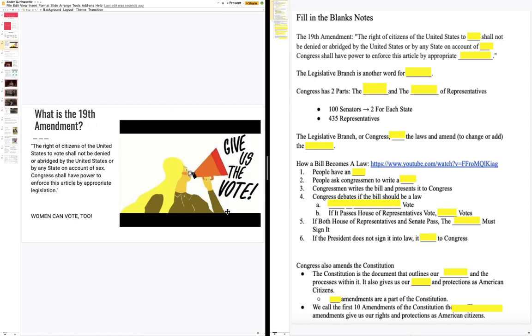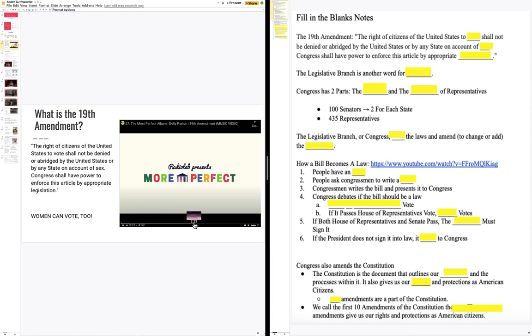This is when you'll pause the video and you can listen to the Dolly Parton song. Just as a caution, it has a little bit of Christian overtones going on. It mentions Adam and Eve and the Garden of Eden, the apple. If that offends you, then that's fine. You don't have to watch it, but it's just kind of a cool music video. It introduces you to the 19th Amendment.